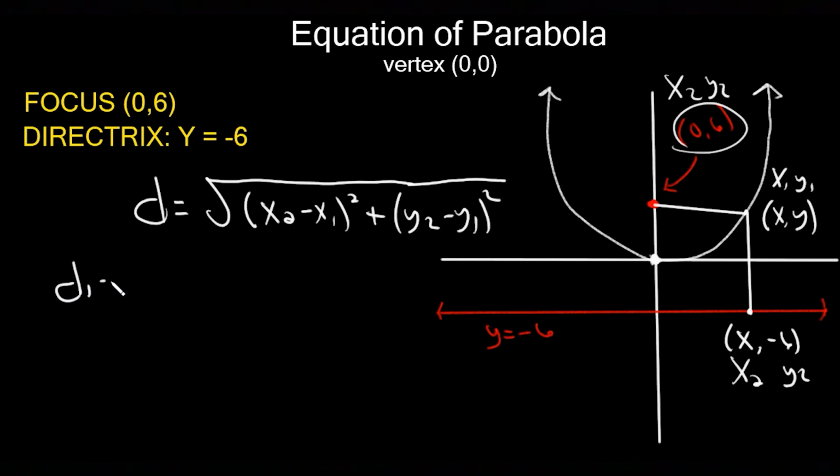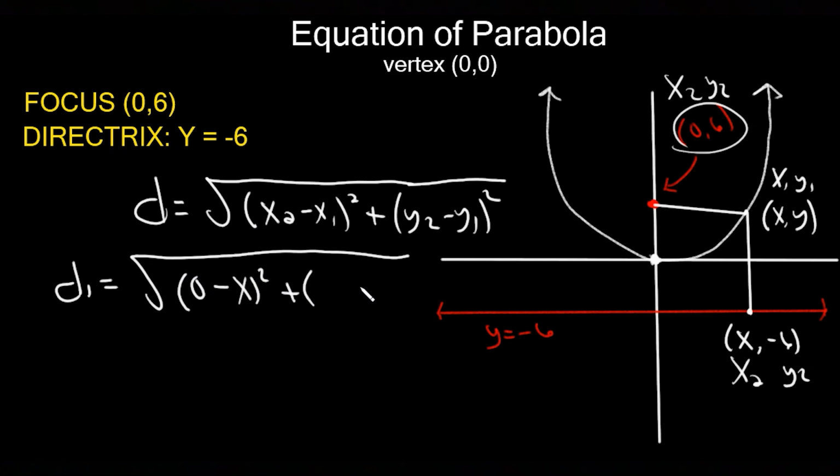So distance d1. And that is going to be the square root of, and again, we're talking about this distance right here. So my x2 is going to be 0. So I'm going to put 0 minus my x1, which is going to be x, and then I'm going to square it. Then I have plus my y2, which is going to be 6, minus my y1, which is going to be y, and then I'm going to square it.